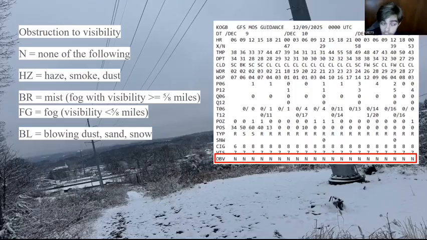But in other cases, you could have HZ, haze, smoke, or dust. BR, mist. FG, fog. BL, blowing dust, sand, or snow. I've never been in a case where you would have sand, but that could definitely be a situation.